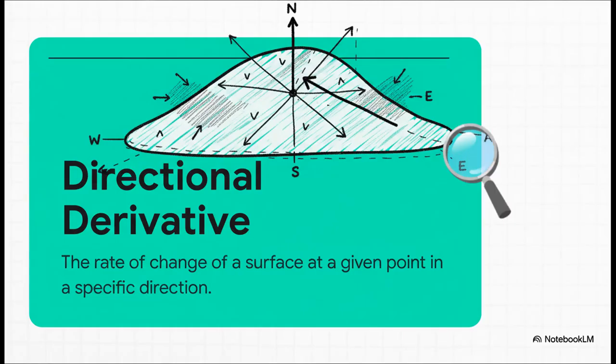So think of it this way. It's the instantaneous slope of our hill, but not just up or down. It's the slope in the precise compass direction we choose to travel. It gives us a complete 360-degree picture of the landscape steepness right around our feet.